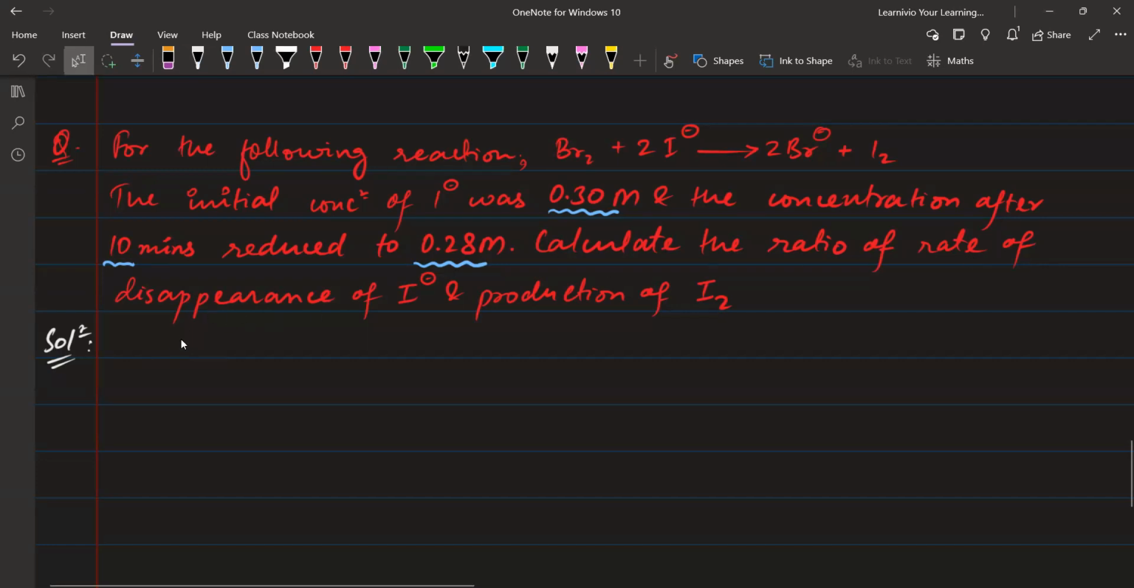Rate of disappearance, rate of consumption of I negative will be equal to what is the change, just take the change in modulus, change is 0.02, divided by 10 minutes. So this will be molar and this will be equal to what, 0.002.